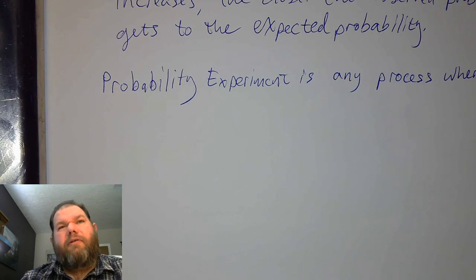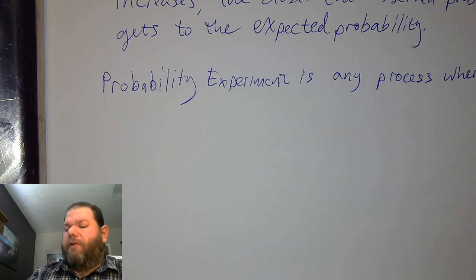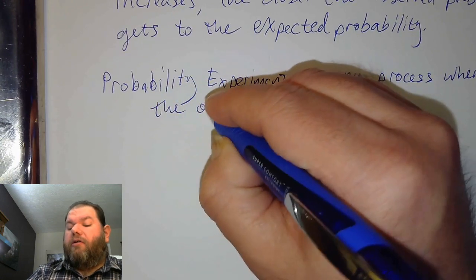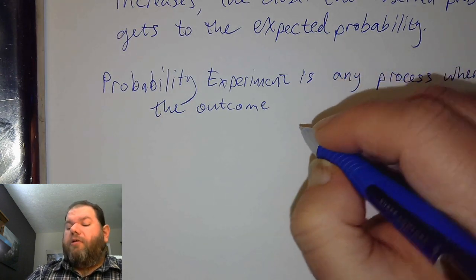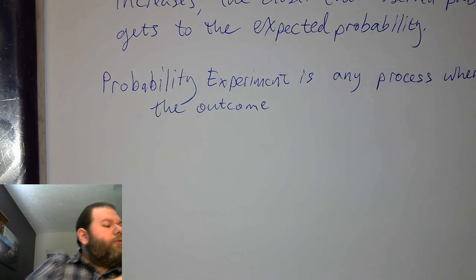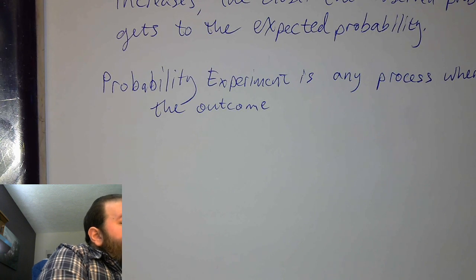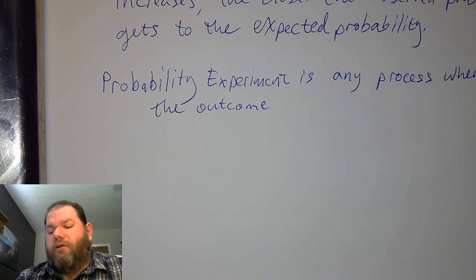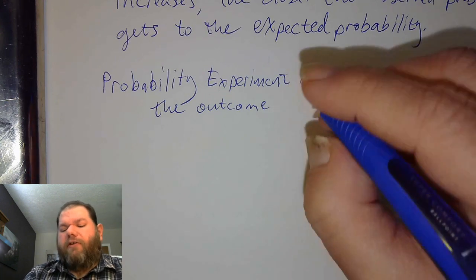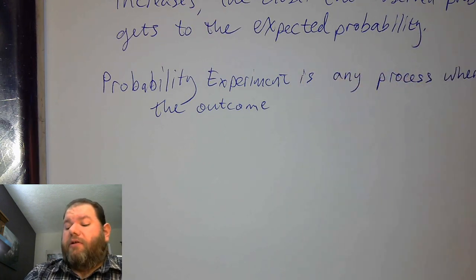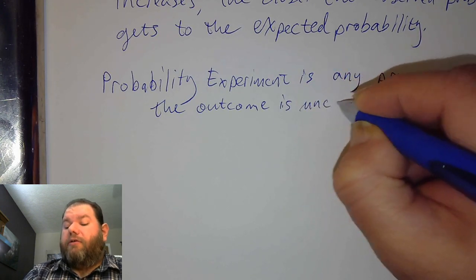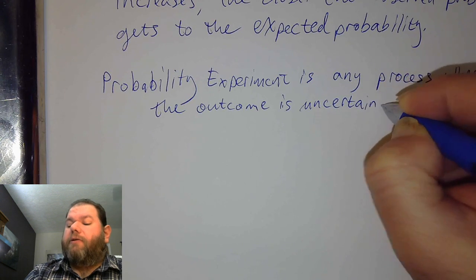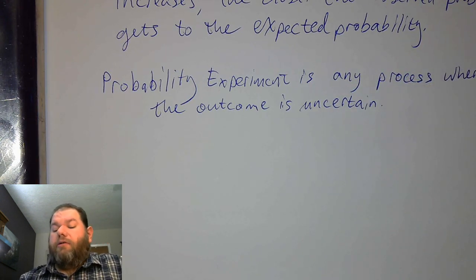Not randomly determined. Yeah, it would have to be random. Maybe not truly random. The outcome is, maybe the book is a better word. The book uses the word uncertain. That might be a better way of saying it. It's not necessarily random, but it's uncertain. So the outcome is uncertain. Yeah, I do like that a lot better. Okay.